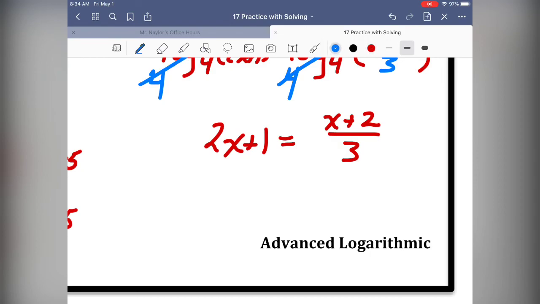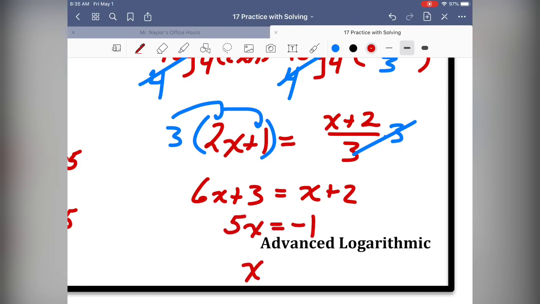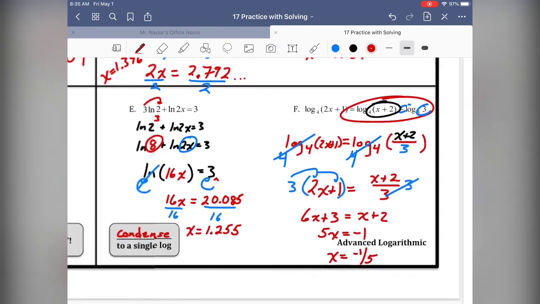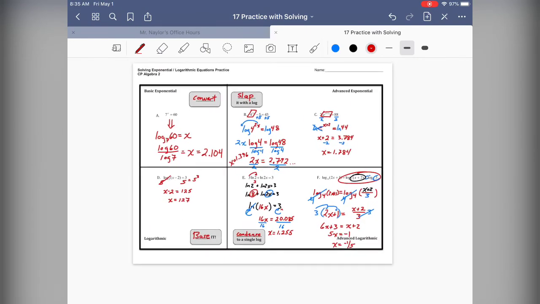inverse operations. Now, make sure that your inverse operation would be to multiply both sides by the denominator, something that you've seen before, but you want to multiply carefully because that's actually going to use the distributive property. So it looks like we're going to get like a 6x and a 3. We still have x plus 2 over here, but you move some numbers side to side, do a little bit of inverse operations, and I think we get 5x equaling -1, which means x equals -1/5. So if you have multiple logs, you have to condense them, and then you can base both sides.